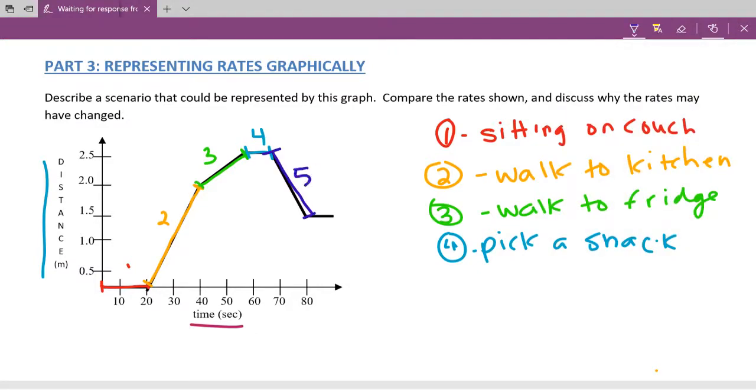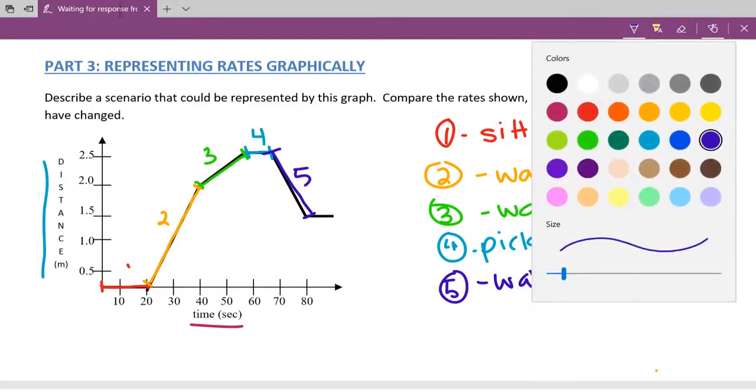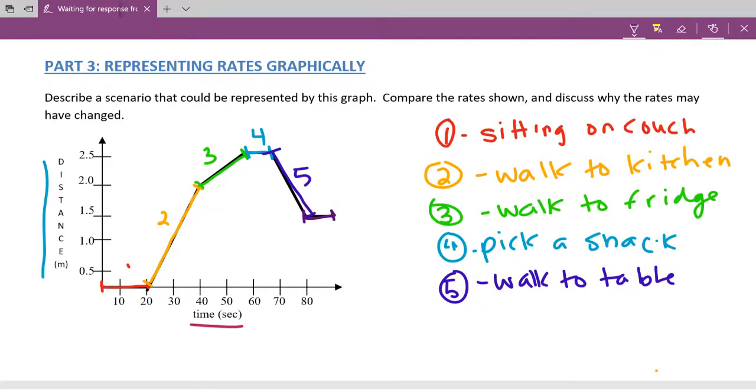Let's call this section 5. So notice now we have a negative change. We're actually going down. Our distance is decreasing. So in a lot of cases, we can think of that as traveling backwards. Maybe you've walked back, not all the way to where you started. You're not going back to the couch because that would be at a distance of 0. So maybe you walk to your kitchen table. It's halfway from your couch back to the fridge where you're at. And then the last step, stationary again. Maybe you're eating.